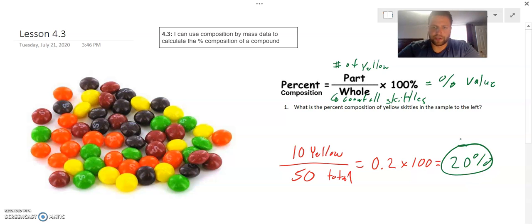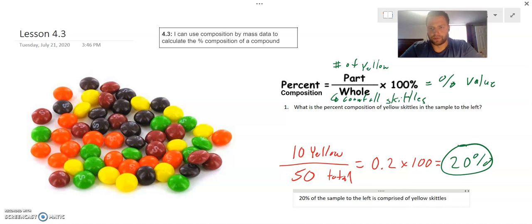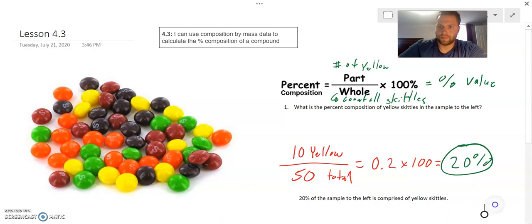So what is this value telling us? It's telling us this. 20% of the sample to the left is comprised of yellow Skittles. It's really that easy. So again, this is the answer to the question.